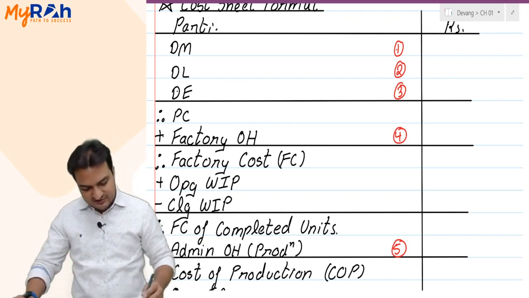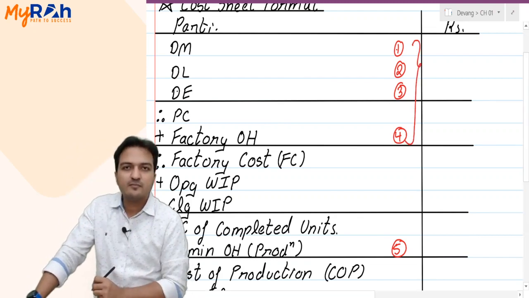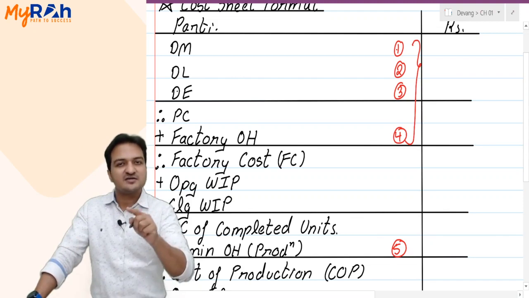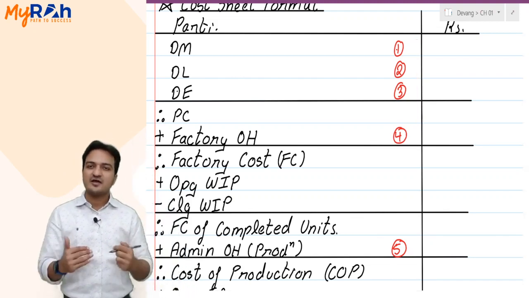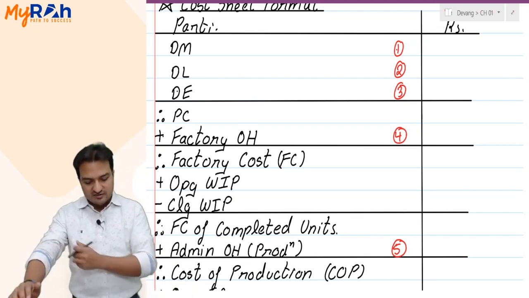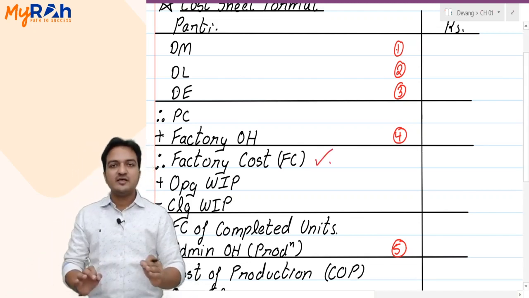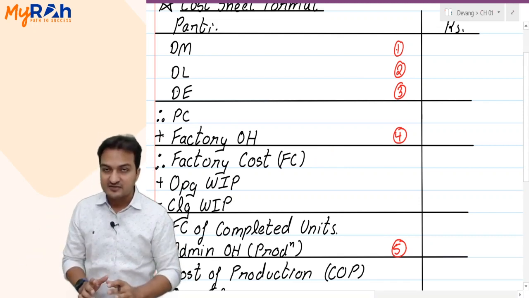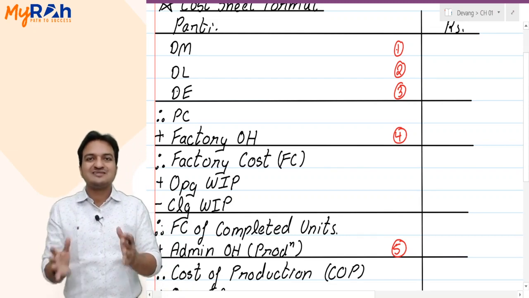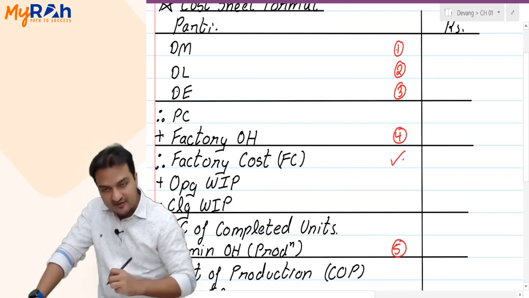So can you notice that all these four items here are all incurred inside the factory? Yes, if all these four items are incurred inside the factory, hence I call them factory cost. Factory cost means the total cost incurred inside the factory premises, inside your production. Yes, that will be named as the factory cost.